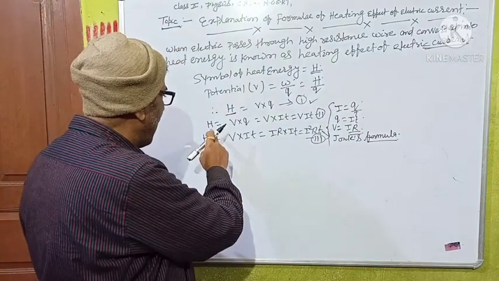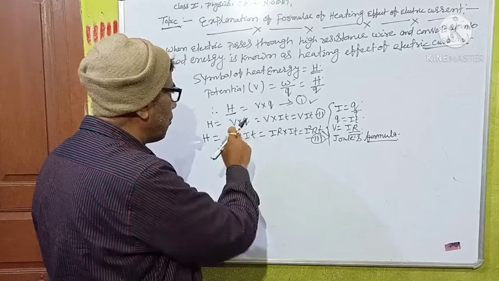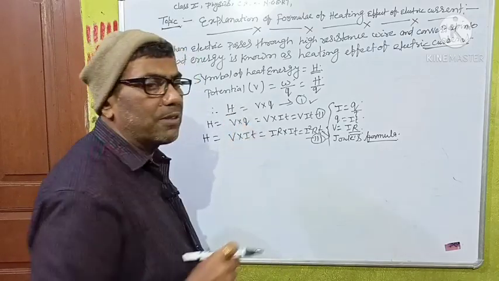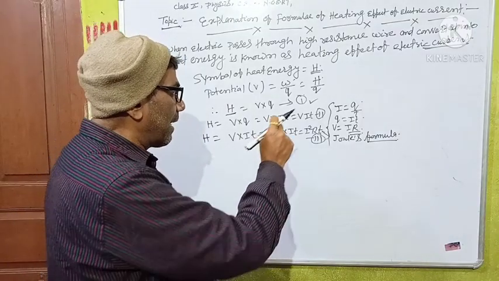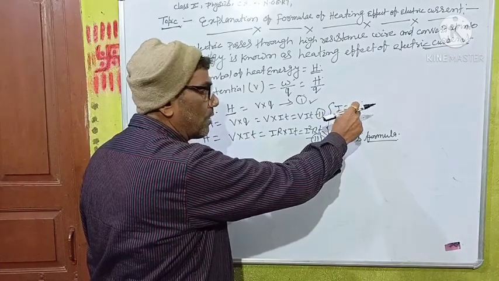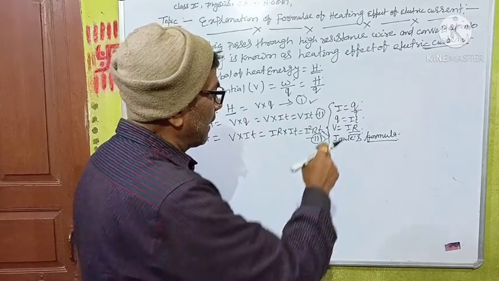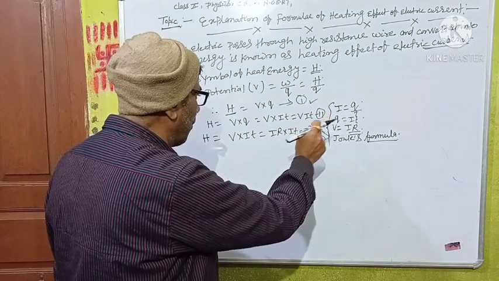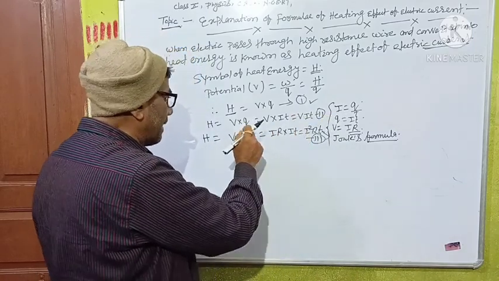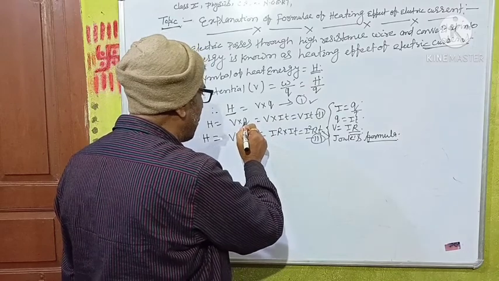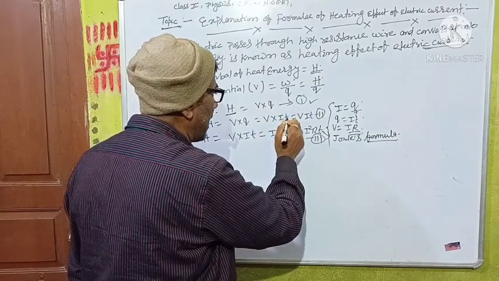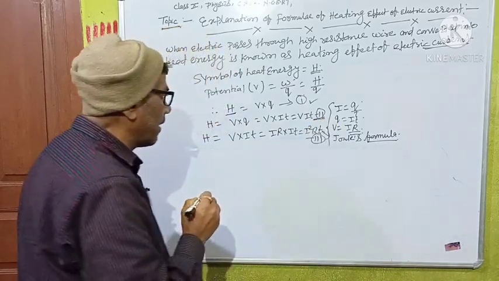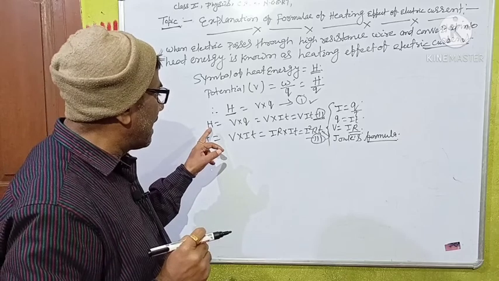Second formula: H is equal to V into Q, putting the value of charge Q. We know that the current I is equal to charge flow per unit time, Q by T. Then Q is equal to IT. So putting the value of Q as IT, we get V into IT is equal to VIT. This is the second formula for the heat energy.